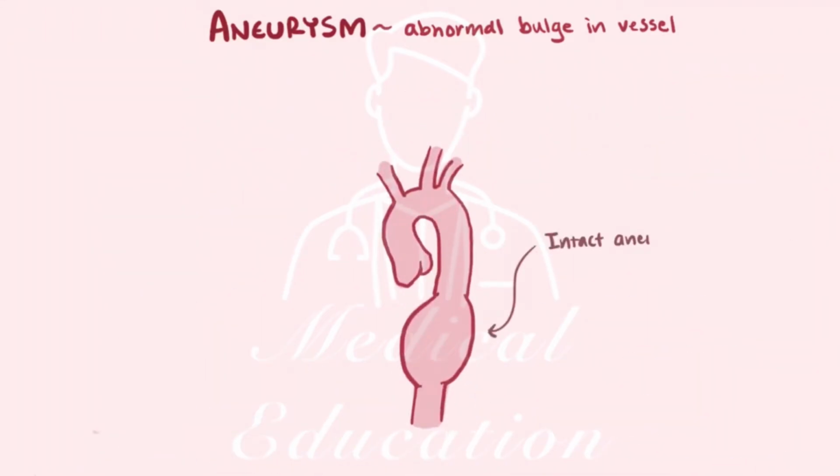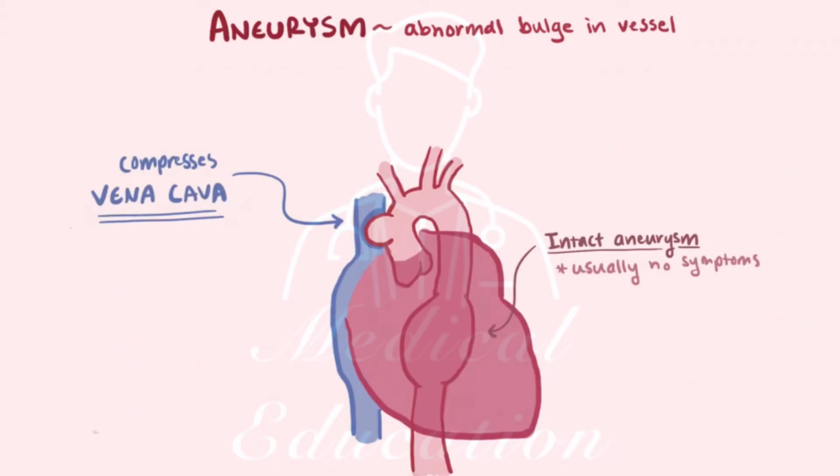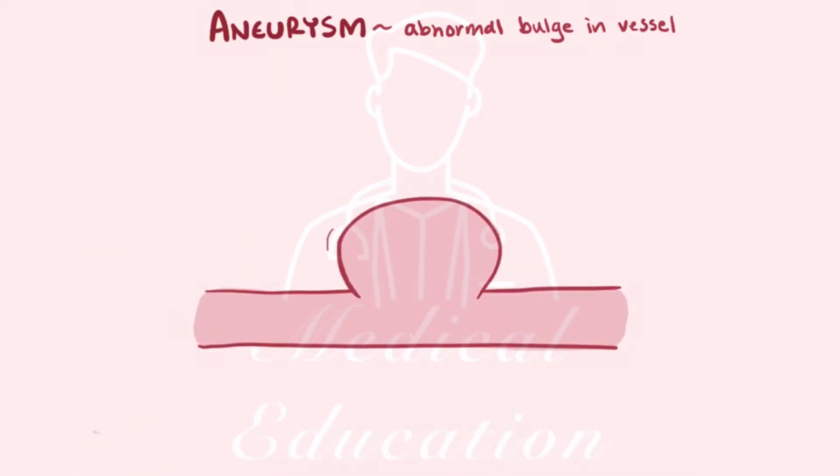Alrighty then. So intact aneurysms are usually okay and don't cause any symptoms. I say usually because the bulging blood vessel can compress organs or vessels around it. So if an aneurysm compresses a major vein like the inferior or superior vena cava, it could decrease the amount of blood returning to the heart. Usually though, the big worry with aneurysms is the possibility that they might explode, or more like rupture. But it's more fun to say explode.